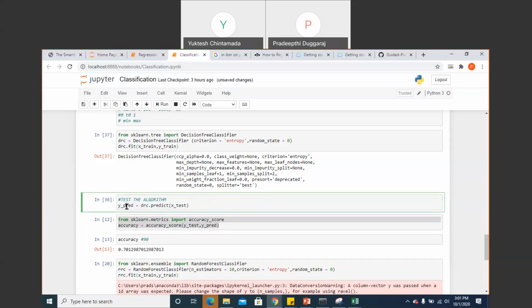So y_pred is, DTC is nothing but my classification model name. So DTC dot predict of X test. Predict of X test. Insert a cell below.